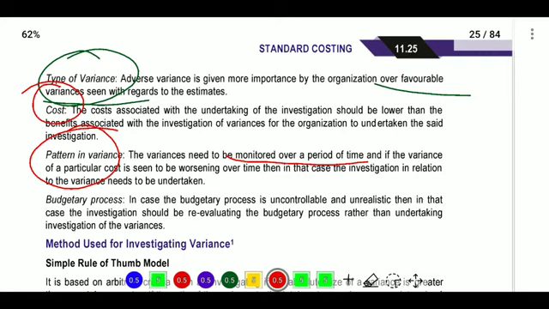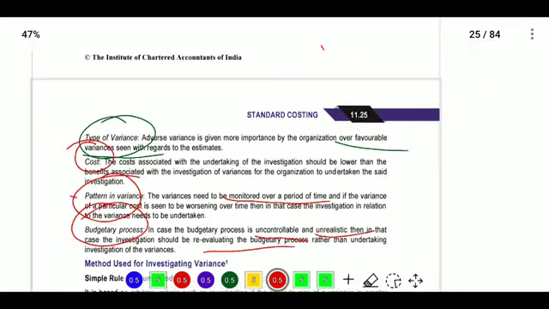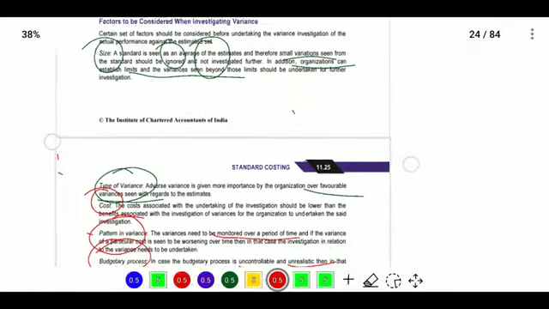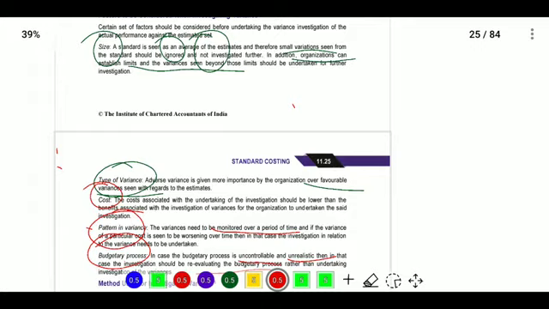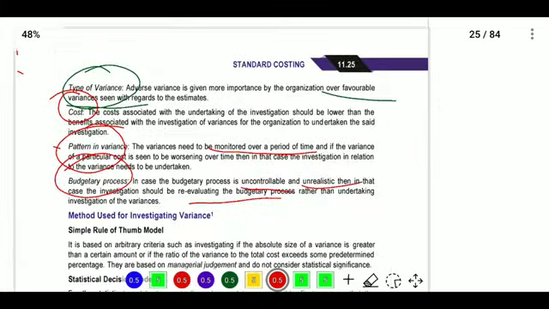So that we will see the pattern of variance: which expenditure variance is going up more, and what the reason is. Next, the budgetary process. If the budgetary process is uncontrollable or unrealistic, then the investigation should re-evaluate the budgetary process. So the factors we will consider are: size of variance, type of variance, cost of variance, pattern of variance, and whether the budgetary process exists.